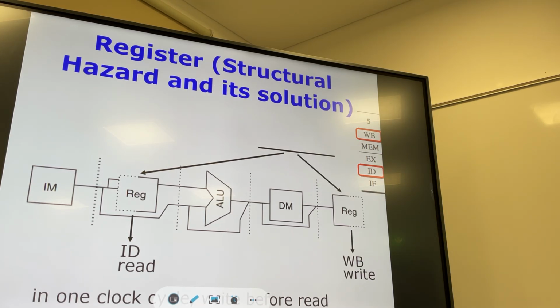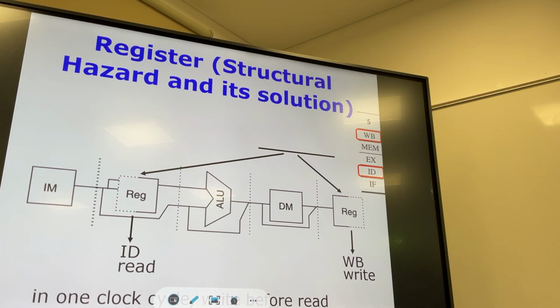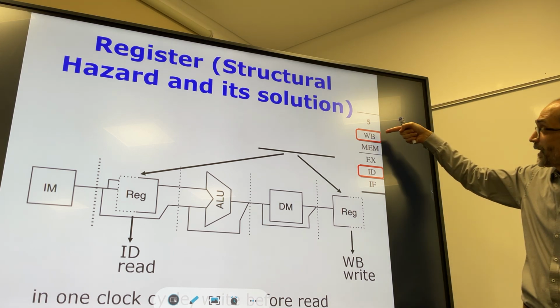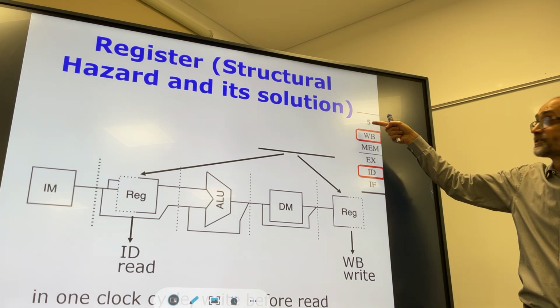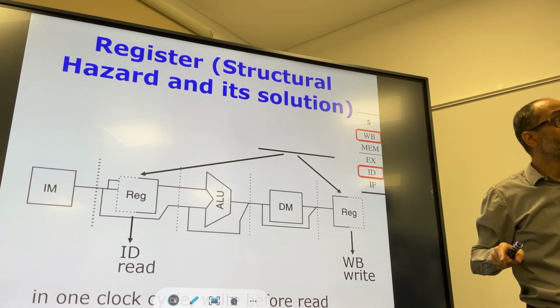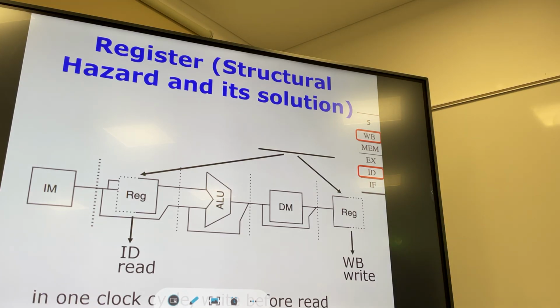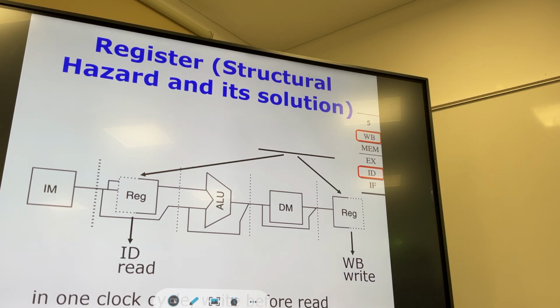Also the structure hazard in the register file. So one register is written. We are writing one register in the write back stage. One instruction is writing and another instruction is reading. And if it's the same register, can we do read and write at the same time? No. So what do we need to do? Write in the first half and read in the second half. So now this is the explanation.